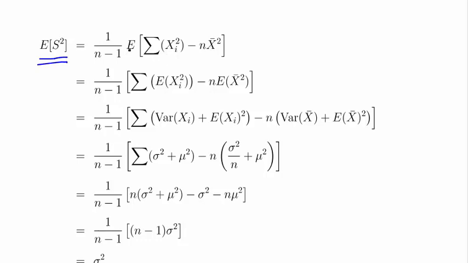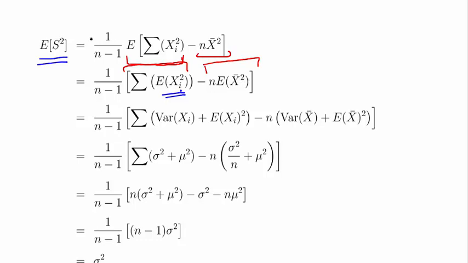Now essentially what we're going to do is insert the expectation inside, re-expressing this as the sum of the expected values of xi squared minus n times the expected value of x bar squared. This part of the expression becomes this down here, and this part becomes this part here. So essentially we just move the expectation into the expression.